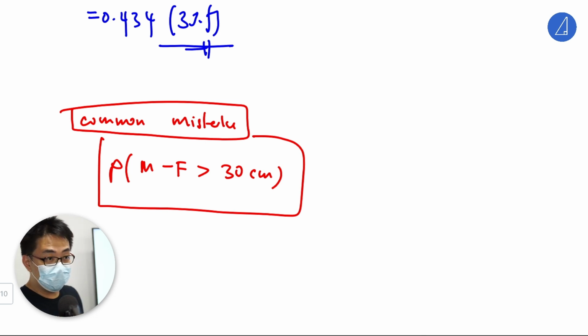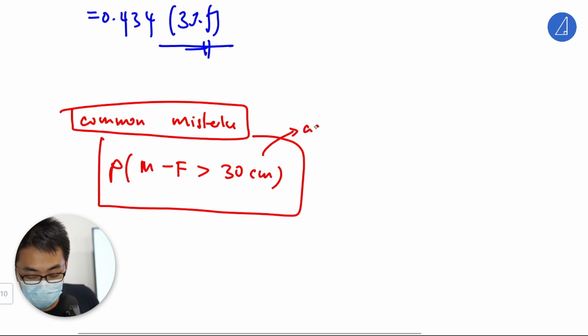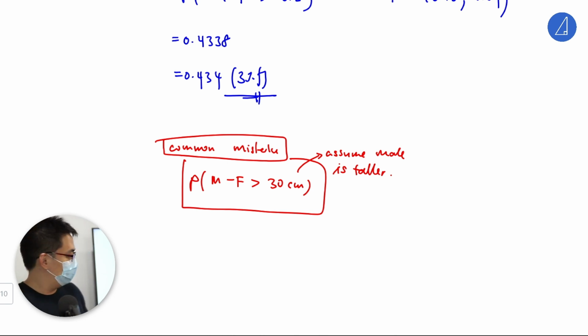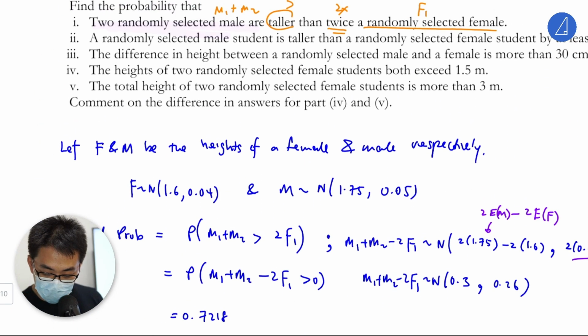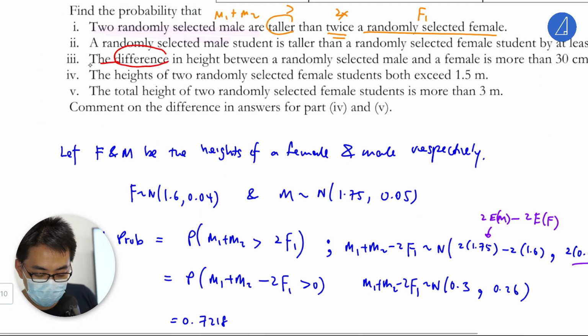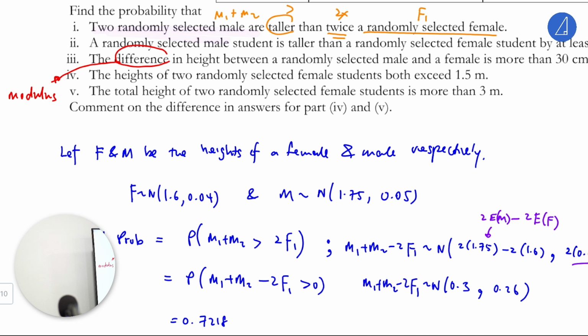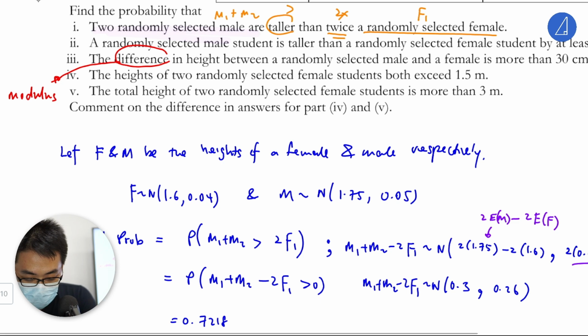You only assume male is taller. You assume male is taller. You don't give a chance for female to be taller. I mean, in real life, we know that that's not true, right? So when you see the word difference here, just take note. Please highlight this one. This is modulus. You have to consider modulus. So difference means modulus.